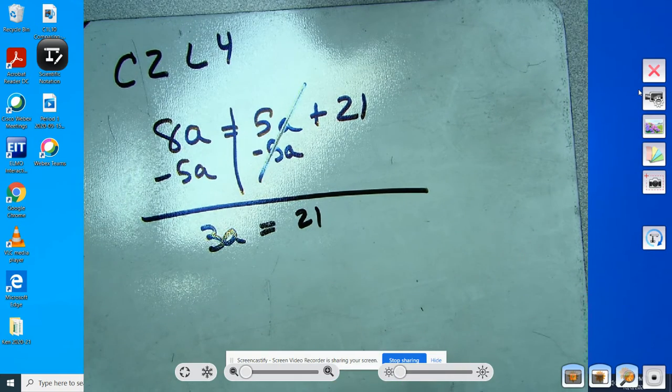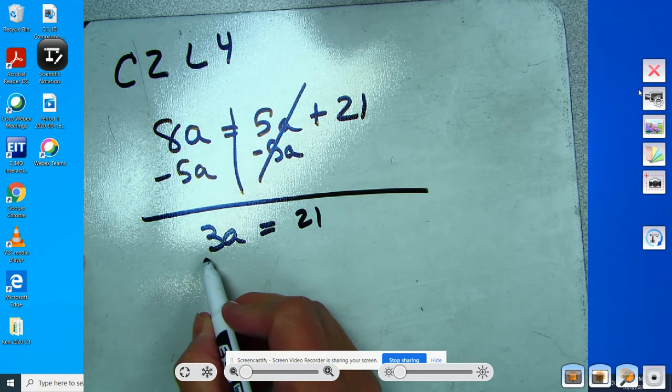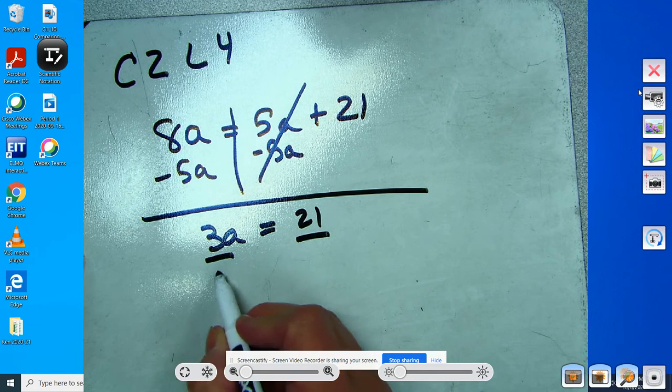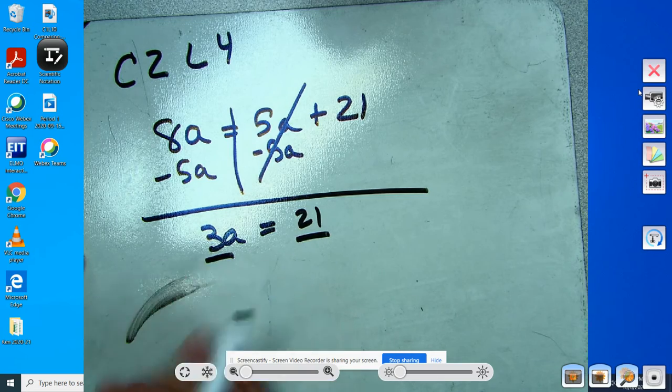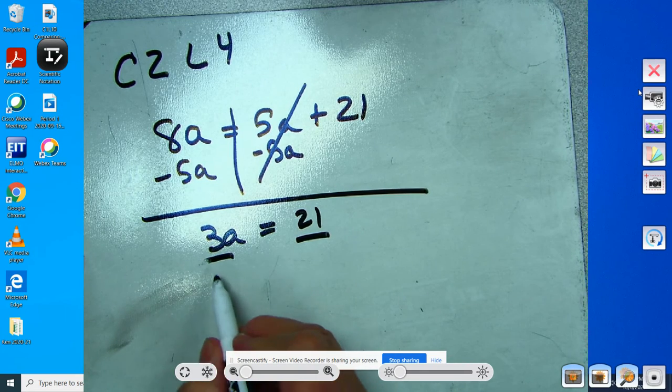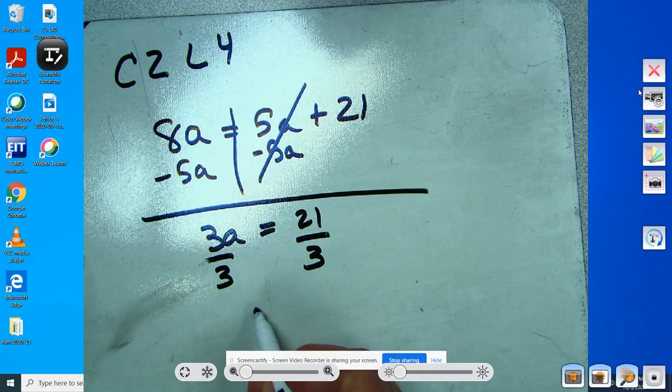All right, now we're going to do just what we've done before. We're going to use those 9 little words. You're going to divide by the number in front of the letter. The number in front of the letter is 3, and we're going to divide by 3, and a equals 7.